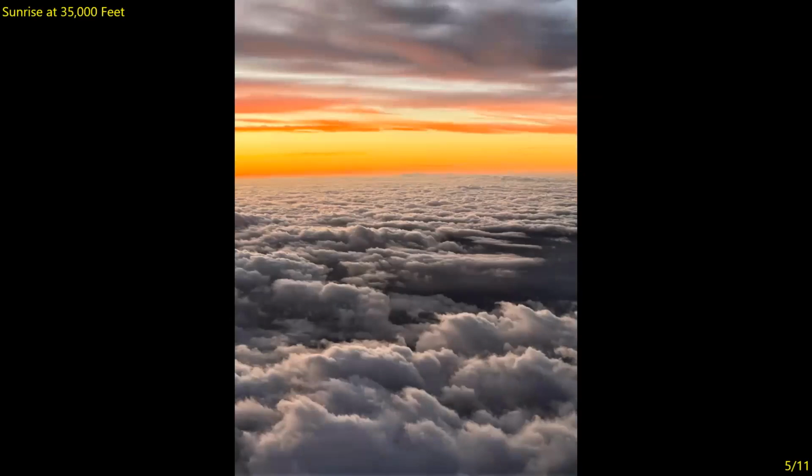Sunrise at 35,000 feet. Okay, I don't think that you used a tripod here. I'm just kidding. That's nice, and these are not always possible to take, they don't always come out nice, but this one did.